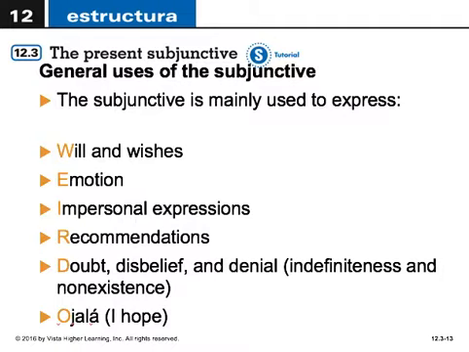Also the D, we have doubt, disbelief, and denial, and sort of involved in that is indefiniteness or non-existence. Something doesn't exist, or you doubt that it does, or you're in disbelief or denial about it. The next word would use the subjunctive mood.